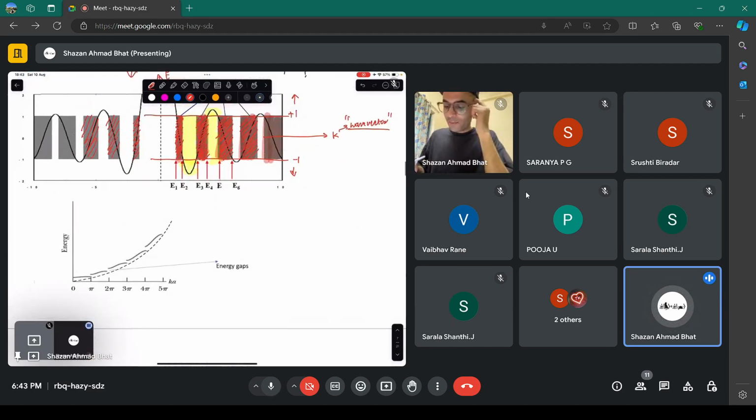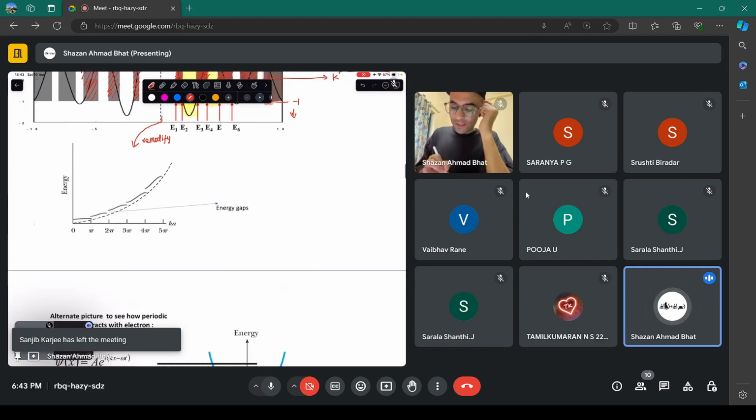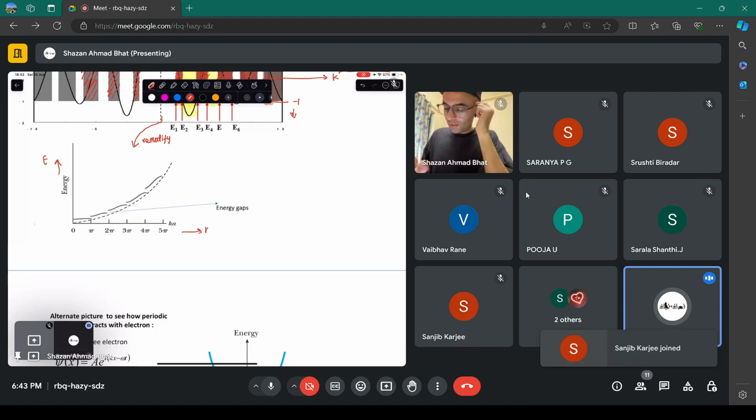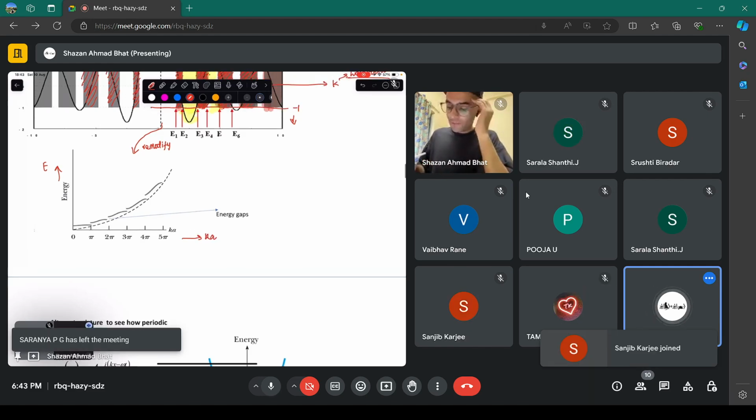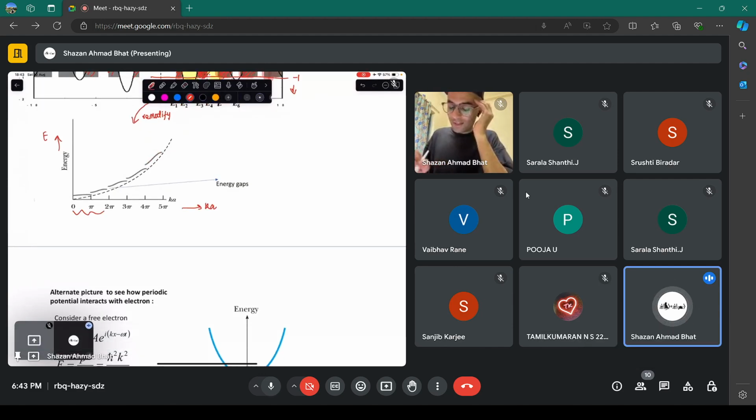Okay, now moving forward, what happens? If you modify this graph again, you plot energy over here and you plot Ka over here. The same thing. But now what you do is that you use certain values of Ka. You had cos of Ka. Now you use certain values, let's say Ka equals 0, Ka equals pi, and so on and so forth.